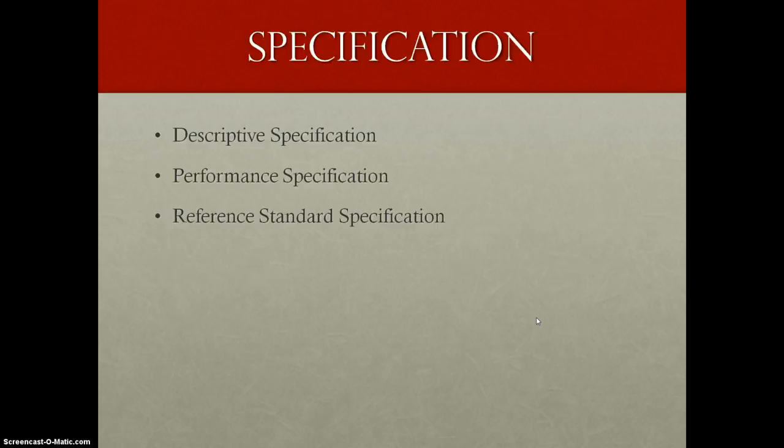Specification for molding and trims: there's three different types. There's descriptive, performance, and reference standard. I'm just going to go over those and review them. A descriptive specification is extremely detailed and it's the most difficult to write. A performance specification tells you what you want at the end, but it doesn't explain the process of how to get there. And the reference standard specifications are the shortest specs, and clarification is required.